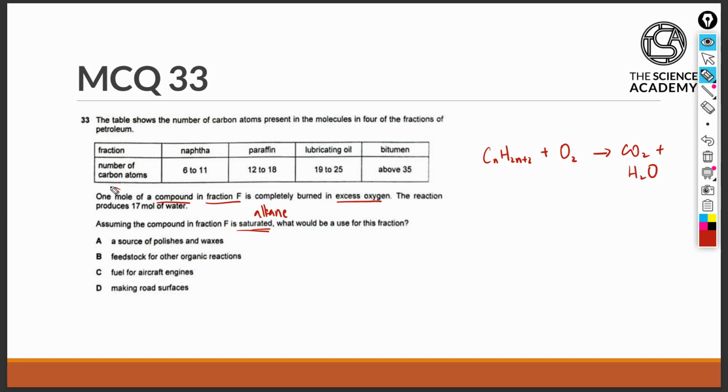It says that 1 mole of this compound burned in excess oxygen gave 17 moles of water. They didn't tell us the number of moles of carbon dioxide gas, so let's leave that as an unknown. Since oxygen is in excess, there is no need to be concerned about how much oxygen actually reacted, because the amount of water and carbon dioxide produced will depend on the limiting reagent, which will be the organic compound in this case.